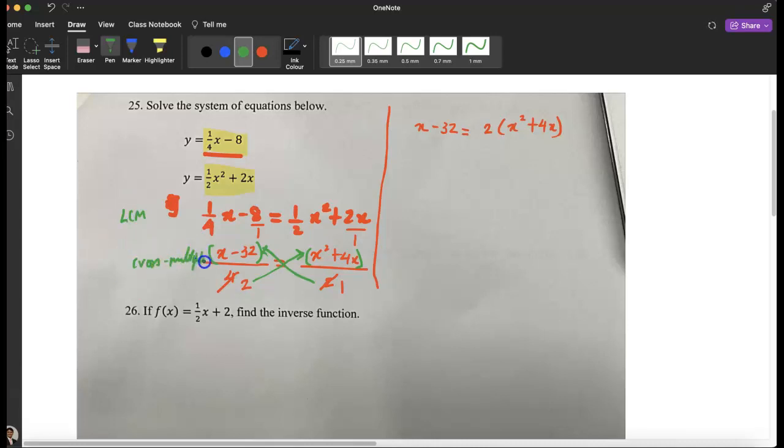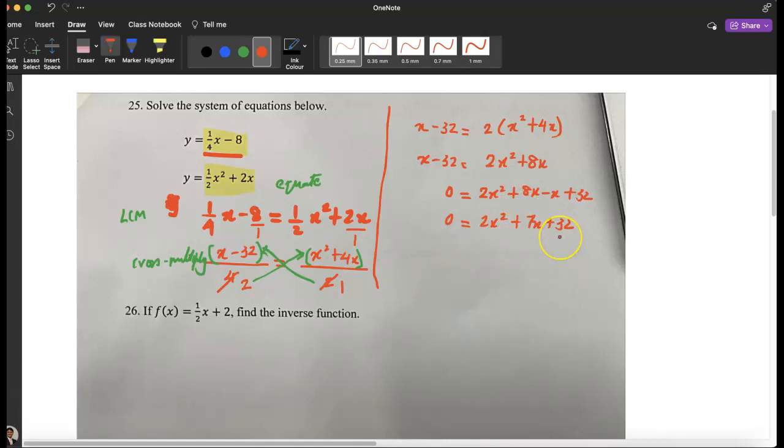Standard steps for solving an equation. First you equated, both are y's. You equate the y values, take LCM, cross multiply. Now open the brackets. So what does this become? It becomes x minus 32 equal to 2x squared plus 8x. Get all terms on one side. It's a quadratic. So 0 is equal to 2x squared plus 8x minus x plus 32. So 0 is equal to 2x squared plus 7x plus 32.